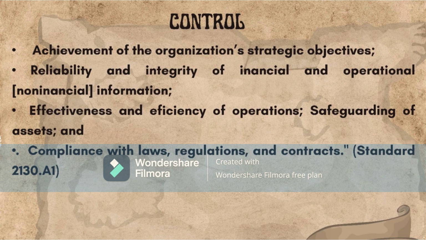In terms of providing assurance services, the internal audit function utilizes information obtained from risk assessment to guide its evaluation of the adequacy and effectiveness of control. This encompasses assessing controls across various domains, including the achievement of strategic objectives, reliability and integrity of financial and operational information, operational effectiveness and efficiency, safeguarding of assets, and compliance with relevant laws, regulations, and contracts.